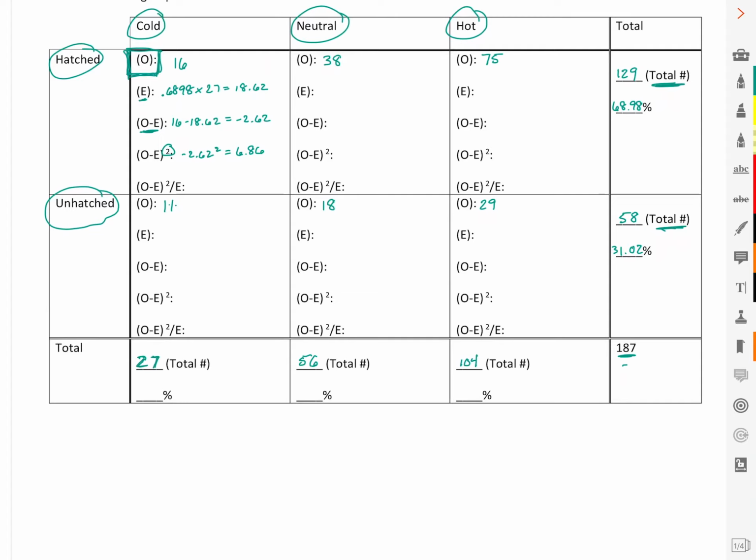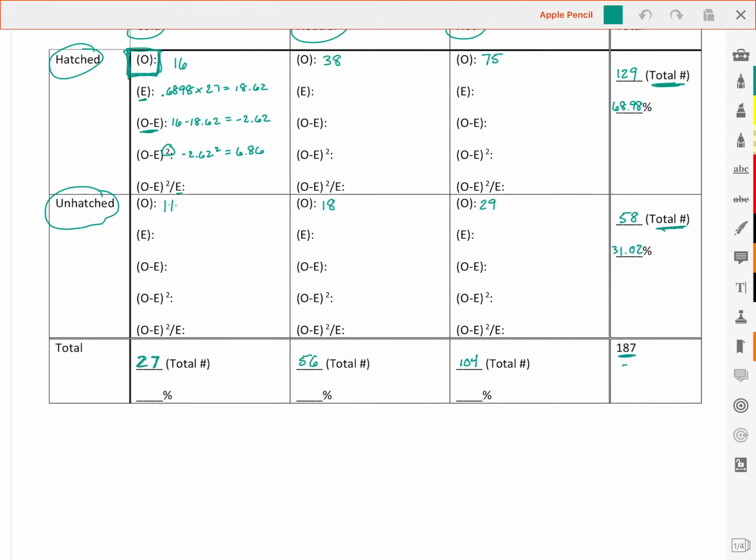We're almost there. Now all I have to do is bring this number back down to normality by dividing it by my expectation. So now I take 6.86, which was my O minus E squared, that's just this number right here, and divide it by my expected value, which was 18.62. And what that's going to give me is 0.37. I think it's 0.37. Okay, so that's how you do one of these columns.